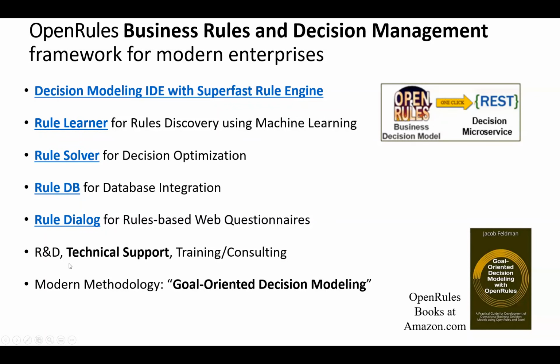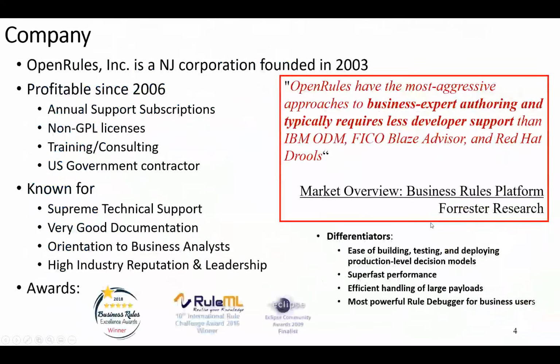OpenRules provides technical support, and we are well known for this. We provide training and consulting services. OpenRules is very active in research and development in the decision modeling domain. Along with a good product with proven records, we also provide a methodology. It's very important, even with the best product, to know how to apply it. We call our methodology goal-oriented decision modeling, and you can read about it on our website, or you can purchase a few books at Amazon about this methodology.